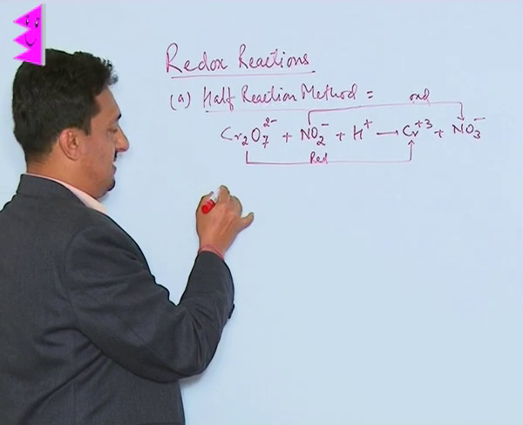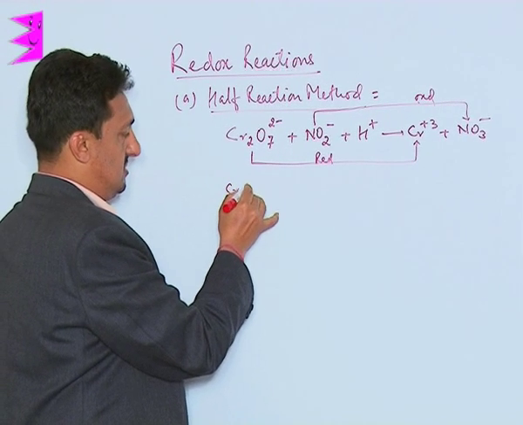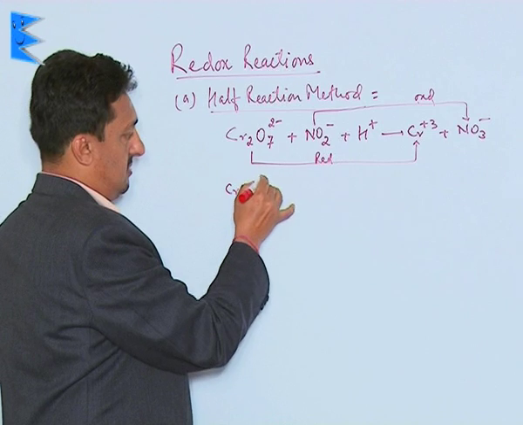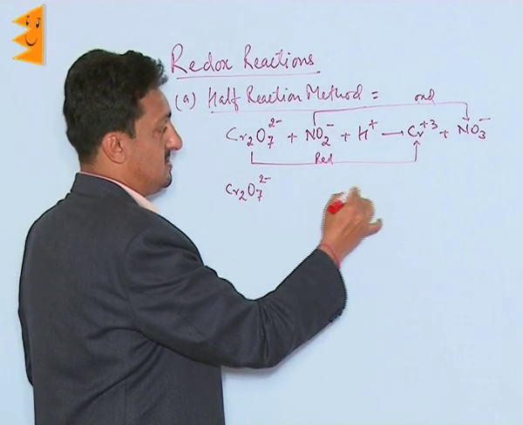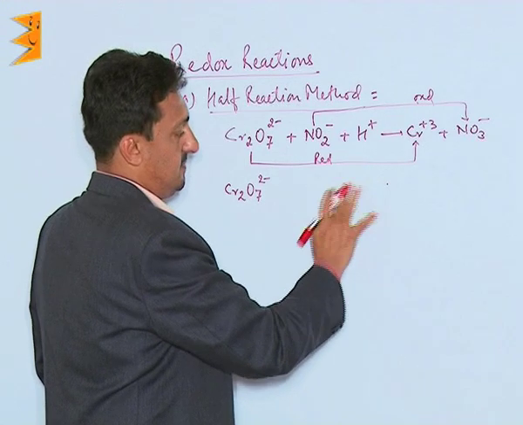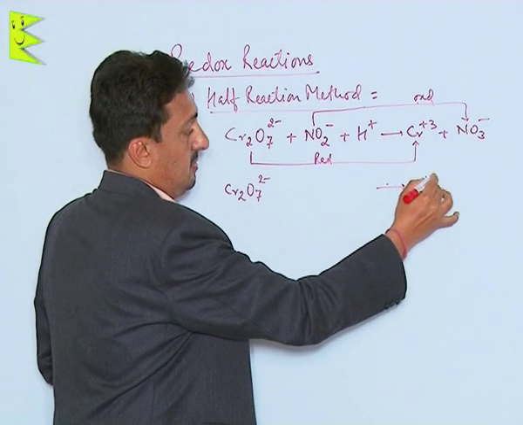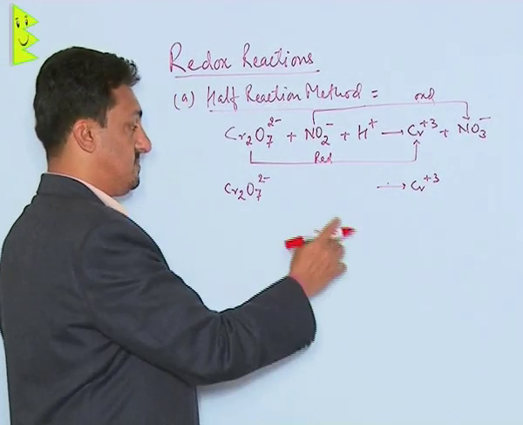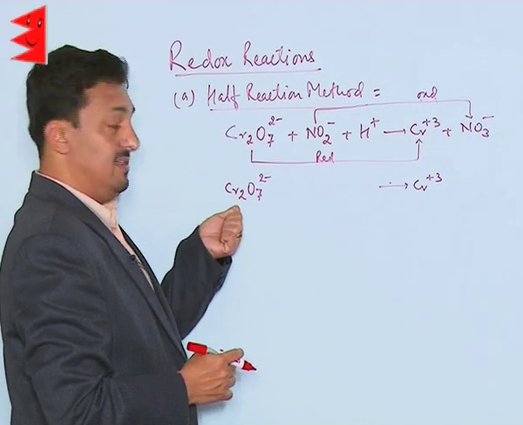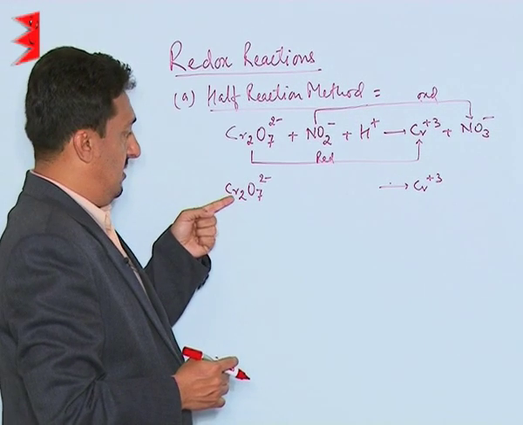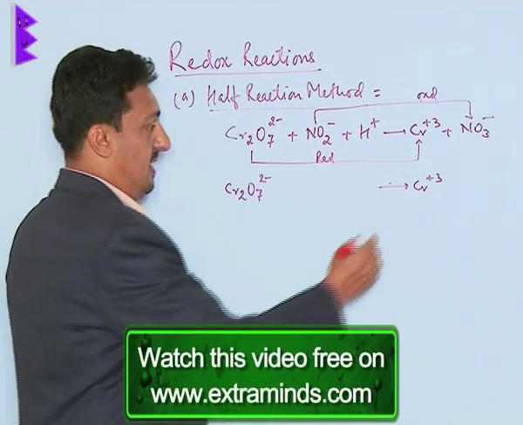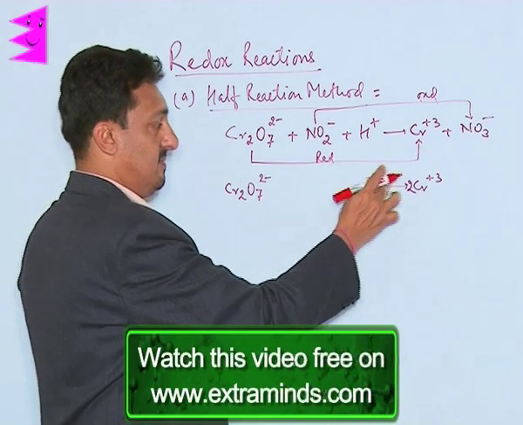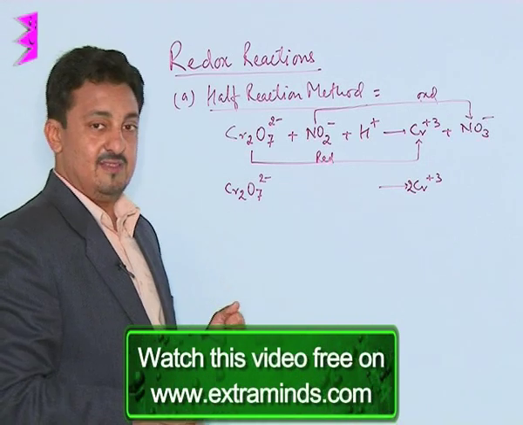Now let us balance these two half reactions. The Cr2O7 2 minus changing into Cr plus 3. Now in this first half the chromium atoms are not balanced. They can be balanced by putting a 2 here. Now the chromiums are balanced.